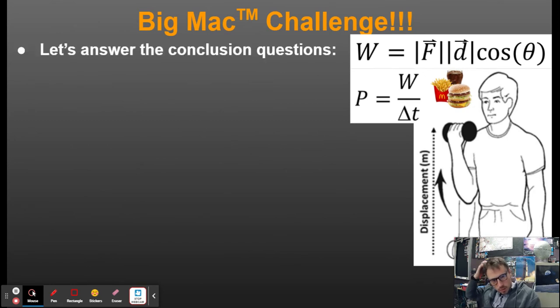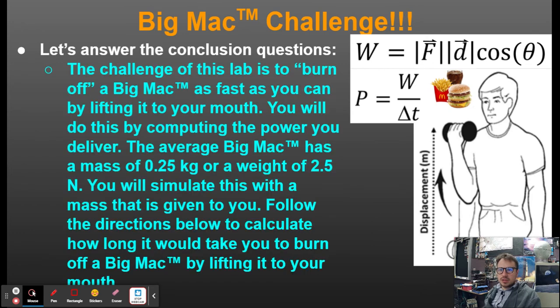So we did the Big Mac challenge to start measuring power. The challenge of this lab is to burn off a Big Mac as fast as you can by lifting it to your mouth. You will do this by computing the power you deliver. The average Big Mac has a mass of 0.25 kilograms or a weight of 2.5 newtons. You will simulate this with the mass that is given to you.